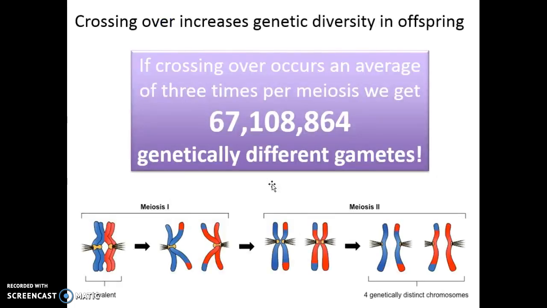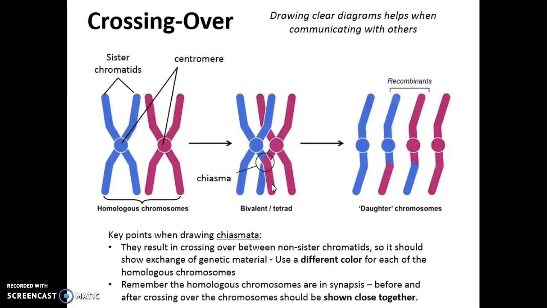So when we look at the amount of genetic diversity we can actually get from crossing over, if crossing over were to happen an average of three times per meiosis, we would end up with over 67 million different possible genetically different gametes that we can form just by the physical crossing over during meiosis. So this is a huge source of genetic diversity that occurs during prophase 1 when the homologous chromosome pairs line up. Now just know, if you have to draw a diagram of crossing over, you're going to want to make sure you use two different colors, one to denote the paternal chromosome and one to denote the maternal chromosome.